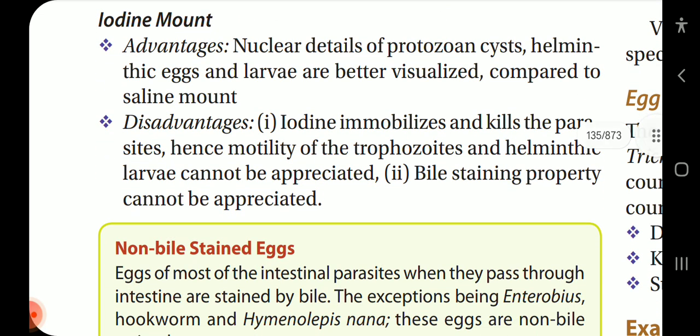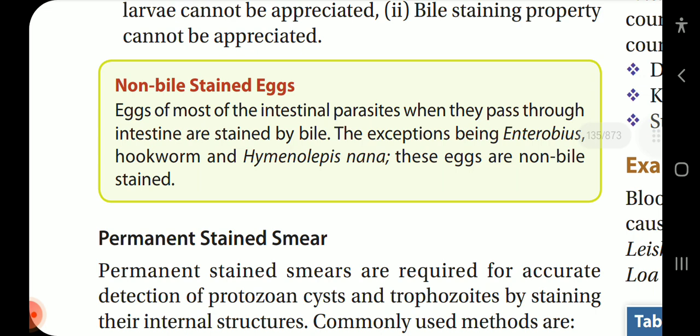Iodine mount. Advantages: nuclear details of protozoan cysts, helminthic eggs, and larvae are better visualized compared to saline mount. Disadvantages: iodine immobilizes and kills the parasites, hence motility of trophozoites and helminthic larvae cannot be appreciated. Bile staining property cannot be appreciated. Non-bile stained eggs: eggs of most of the intestinal parasites, when they pass through the intestine, are stained by bile, the exceptions being Enterobius, hookworm, and Hymenolepis nana. These eggs are non-bile stained.